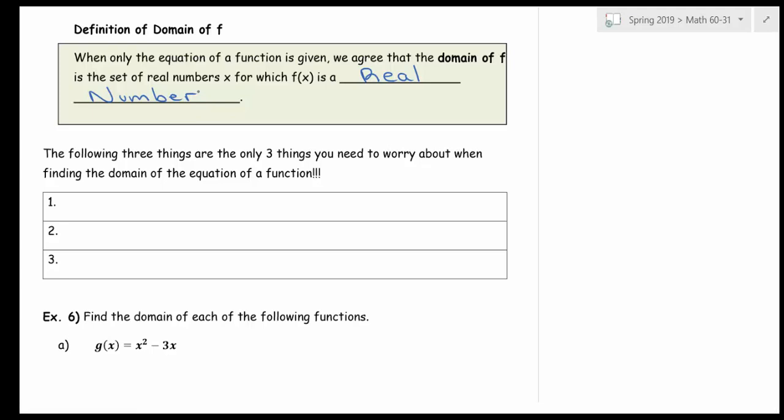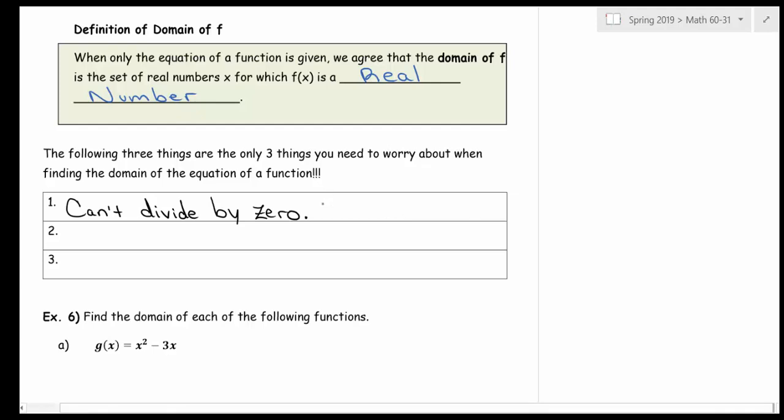The following three things are the only three things you need to worry about when finding the domain of the equation of a function. Number one, you need to worry about not dividing by 0. So I'm just going to write here that you can't divide by 0. You only have to worry about this occurring when you have variables in a denominator of a function. If you don't have variables in the denominator, then you don't have to worry about dividing by 0.